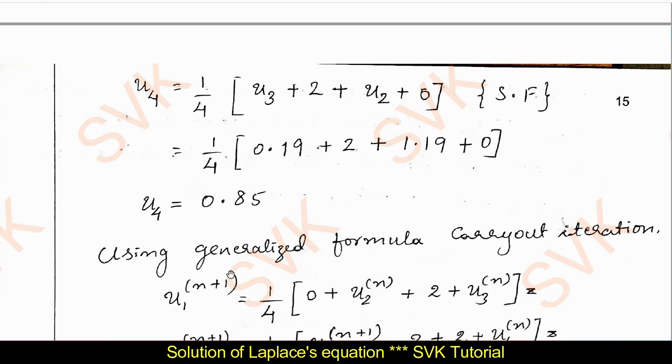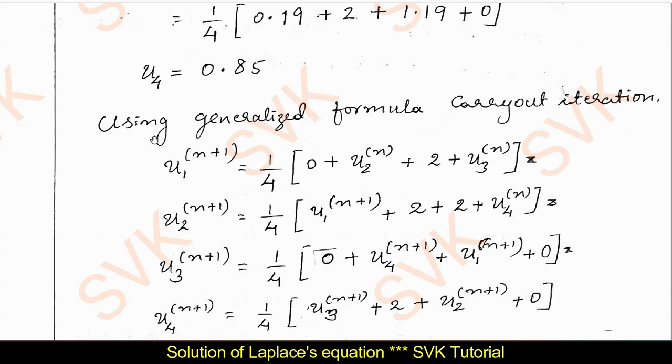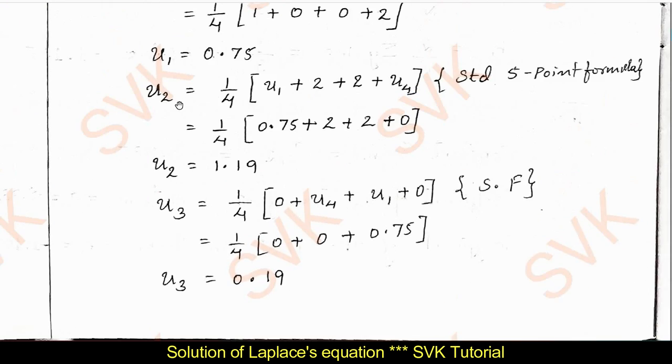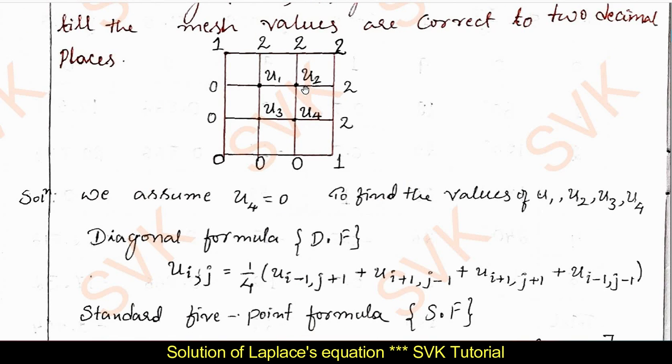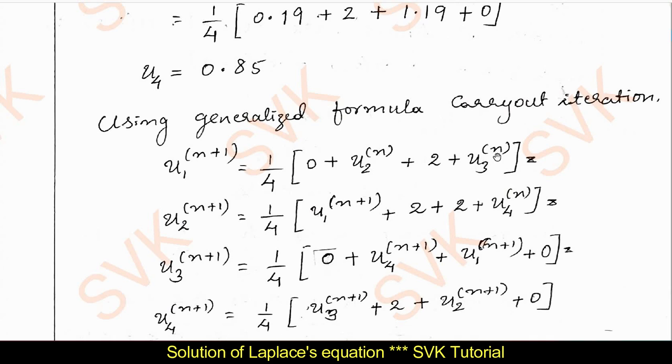Next I am going with the iterative method to find the accurate values of u1, u2, u3, u4, since they have asked for correct to 2 decimal places. For that I use the generalized formula to carry out the iteration, based on the standard 5-point formula. So u1 at n plus 1 is given by 1 by 4 times (0 plus u2 at n, the initial value, plus 2 plus u3 at n).